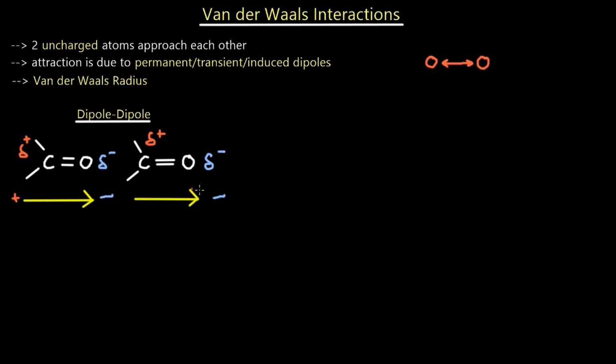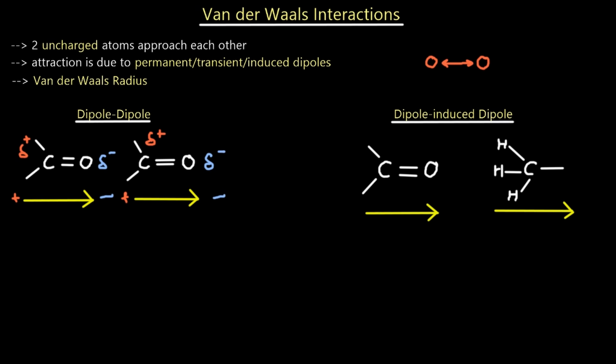And as you can see, this forms a dipole that's going in this direction because of the negative and the positive that interact with each other. And this van der Waals interaction is called dipole-dipole interaction. The next example we're going to take a look at is very similar. However, this one's called dipole-induced dipole interaction.